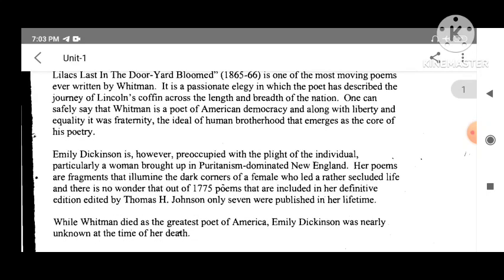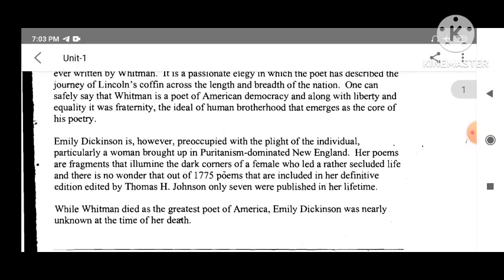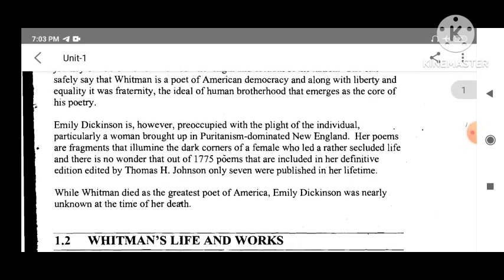One can safely say that Whitman is a poet of American democracy, and along with liberty and equality it was fraternity, the ideal of human brotherhood, that emerges as the core of his poetry.